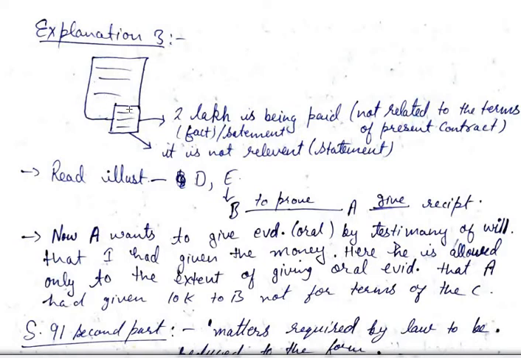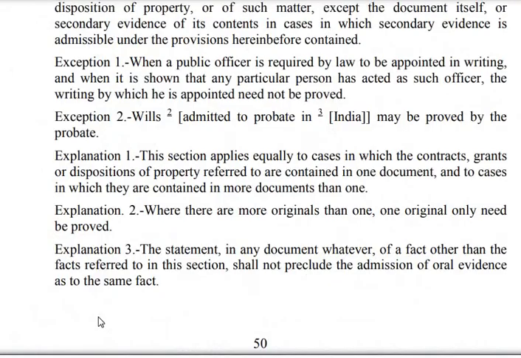अब 91 तो नहीं करेगा इसको, but 59 says that if the term is documented, since it is documented, the oral evidence is not allowed. But as far as 91 is concerned, 91 will not prohibit it, because 91 prohibits only if the statement was term of that contract, main contract. The statement in any document, whatever, of a fact other than the facts referred to in this section shall not preclude the admission of oral evidence as to the same fact.